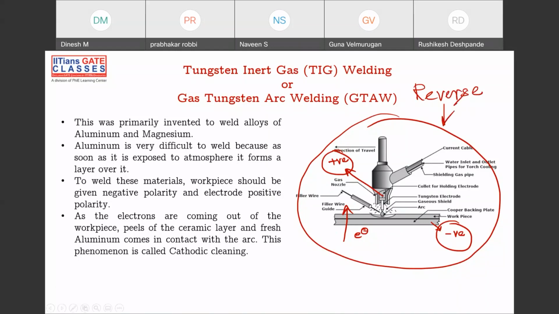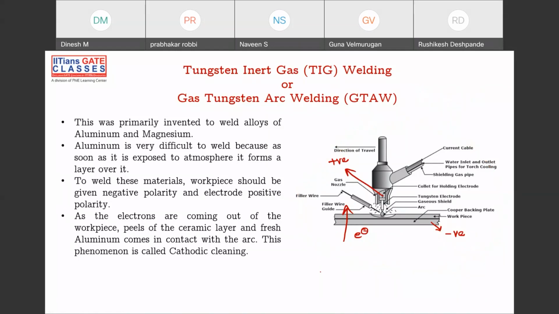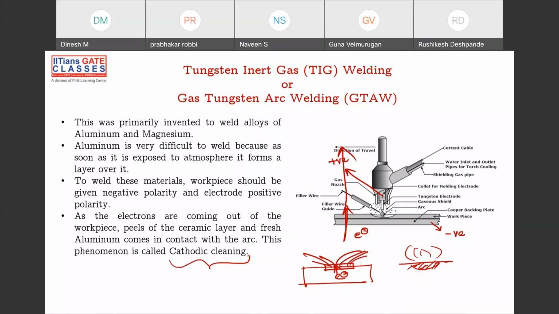So now what happens? Let me go back to the diagram. I told you already, in reverse polarity, electrons will travel from negative polarity to positive polarity. So when this oxidized layer is formed, these electrons will hit it and peel the layer off, so that the fresh weld pool is exposed to the arc. So it's called cathodic cleaning. The cathode is being cleaned, because the electrode here is the anode and the workpiece is the cathode. Because of that, this is known as cathodic cleaning.